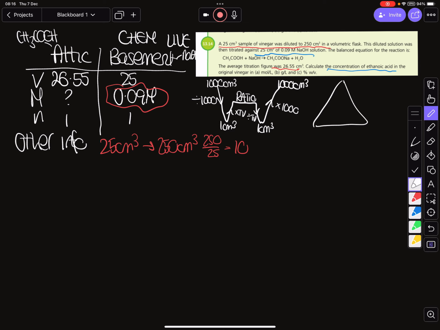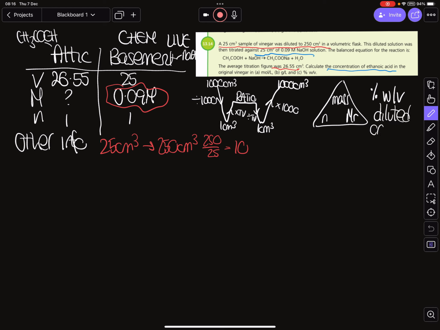We will also at some point be using our mass triangle with the molar mass that we'll calculate in the bottom right. And in this one, because we will be working out a percent weight per volume, we will also be working out concentrations for our diluted vinegar and for our original. So we just follow our steps.